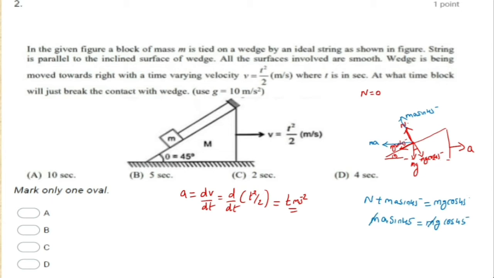M cancels. Now what is a? a is equal to t, right? So t into 1 by root 2 is equal to g into 1 by root 2. So what is the value here? t is equal to g, that is equal to 10 seconds. So which is the option here? Option A is the correct answer.